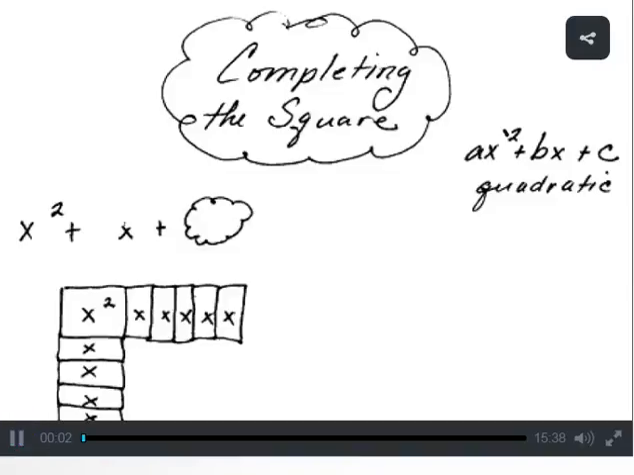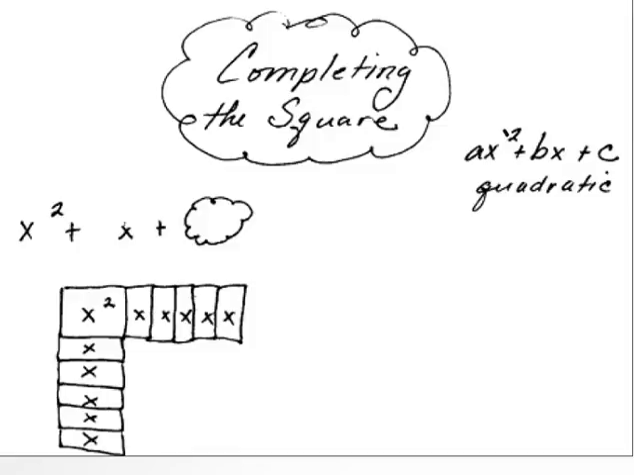Completing the square is a process where you're doing exactly that. You're completing the square, and it's a way to solve a quadratic, or it's a way to find the vertex of a quadratic. So let's take that idea, and we did an experiment in class, but let's take that idea and say, what would happen if we had 10 x's?